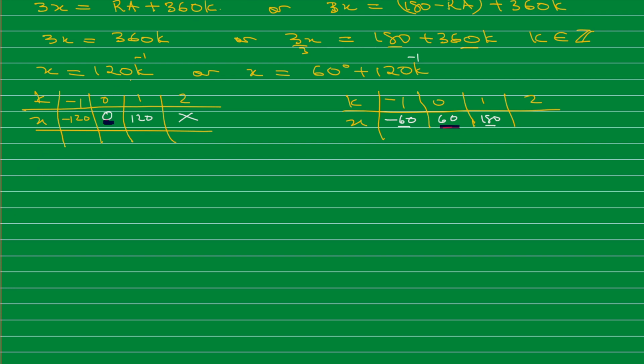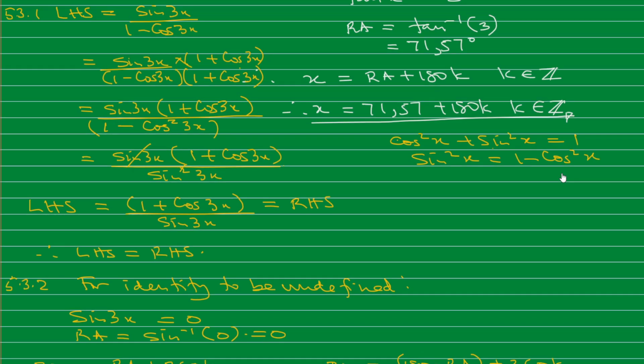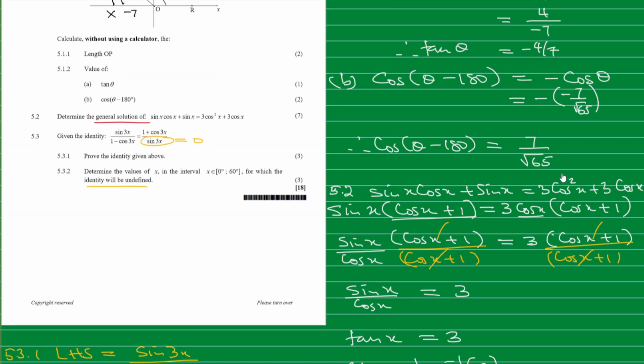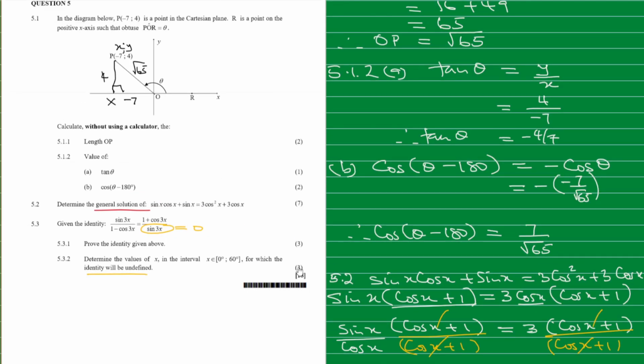So to write the answer, therefore, x is equal to 0 degrees, or x is equal to 60 degrees, which are the angles that fall within the given domain of 0 degrees to 60 degrees. That concludes that question with the 18 marks.